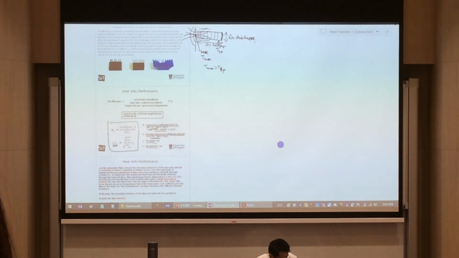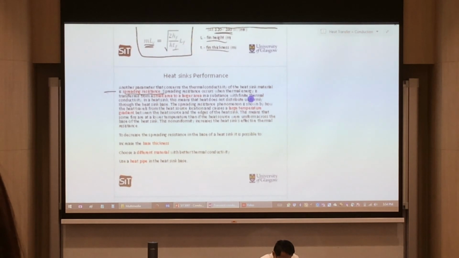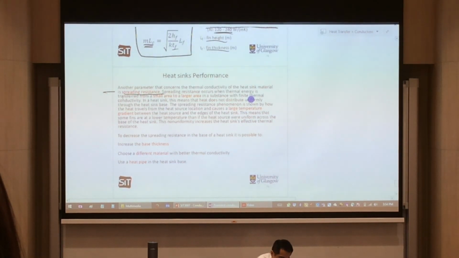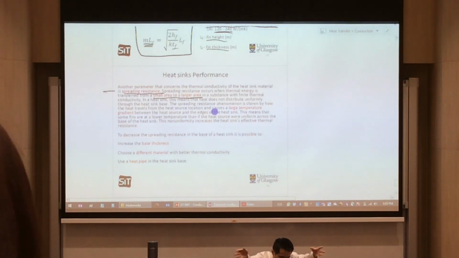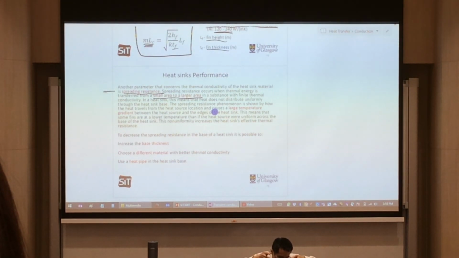Now there's one last thing that I want to talk about, that is your spreading resistance. Okay, I'm going to zoom in over there. This part also came out as one of the past year questions. Spreading resistance is defined as the thermal energy that is transferred from a small area to a larger area. That's why it's spreading resistance. So in a heat sink, that means the heat does not distribute uniformly, because it is spread out, not uniformly with respect to the base of the heat sink.